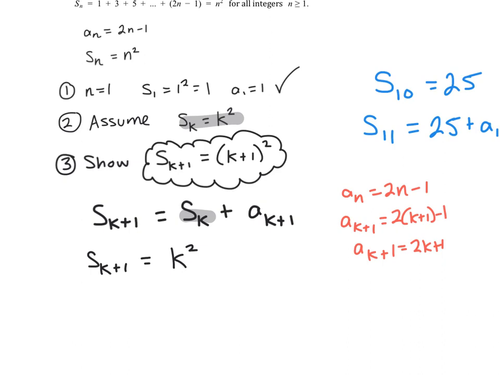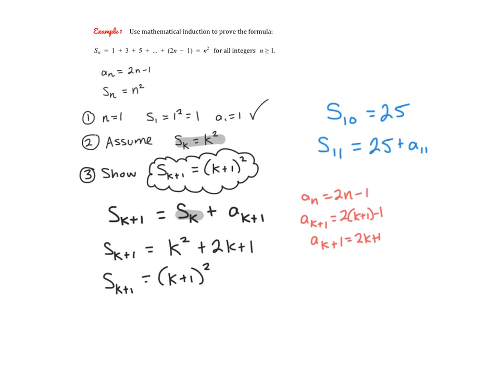So I'm going to substitute this with what the term is, 2k plus 1. And then if you look at what we have left, you notice that it can be factored, and it actually becomes k plus 1 squared, which is exactly what we were trying to create. So when you get something like that, you have just proved that that is true. So we can say, therefore, the sum of the first n terms is n squared for that sequence.